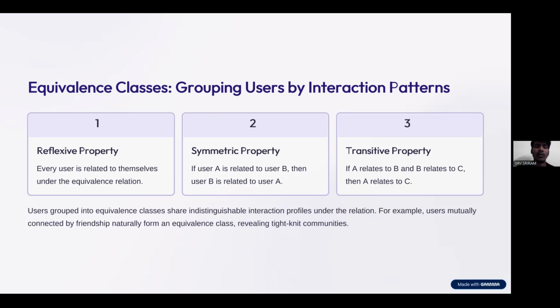Users grouped into equivalence classes share indistinguishable interaction profiles under the relation. For example, users mutually connected by friendship naturally form an equivalence class, revealing tight-knit communities.